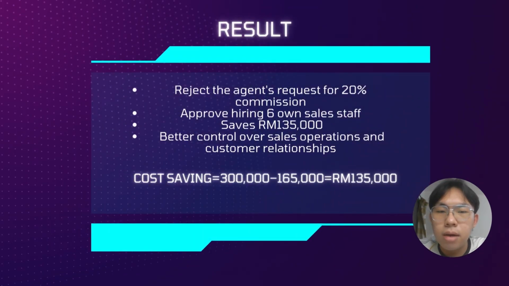Based on this result, our advice is to reject the agent's request for an increased 20% commission on sales and approve hiring 6 in-house sales staff. Hiring 6 sales staff will save 135,000 ringgit Malaysia compared to the 20% commission and provide better control over sales operations and customer relationships.